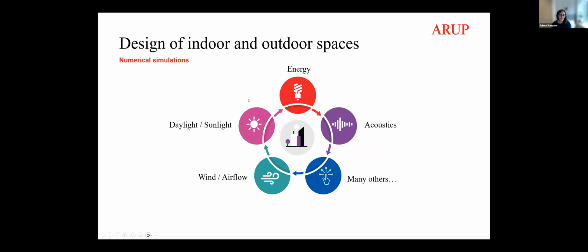When we think about numerical simulations, there are very different types of numerical simulations on the environmental side that we can carry out. So these are just some of them. And I think many of you probably immediately thought about energy simulations, but there is also acoustics, air quality, daylight, sunlight, and wind and airflow. And these last ones are really what I wanted to focus on today, because we do carry out quite a lot of simulations in our work, but I feel this is a topic in the industry that is yet to be fully explored and understood.